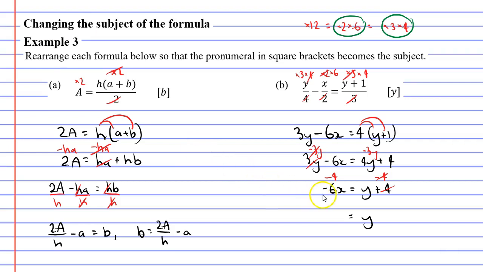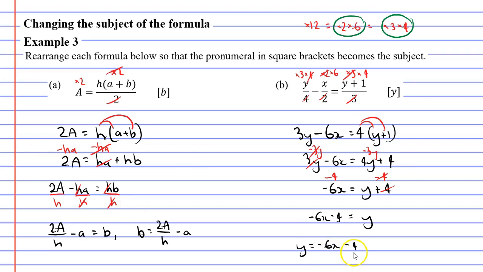What do I do with negative 6x minus 4? Well, I just write it the way it is, negative 6x minus 4. And now I have made y the subject of the formula. Now, I would like to have it so that y is on the left-hand side. It's just best practice.